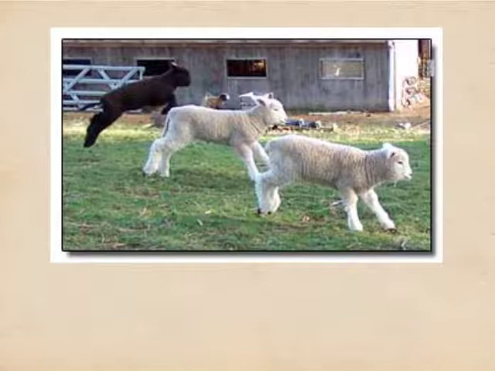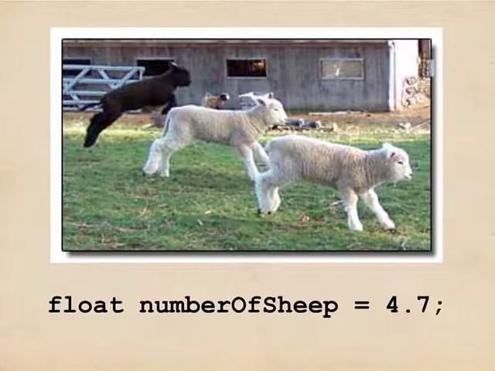If we were writing a program to count sheep, and we used a float for the number of sheep, we could have a bug in our program that accidentally tried to record 4.7 sheep. And that would work, because we can put 4.7 into a float.